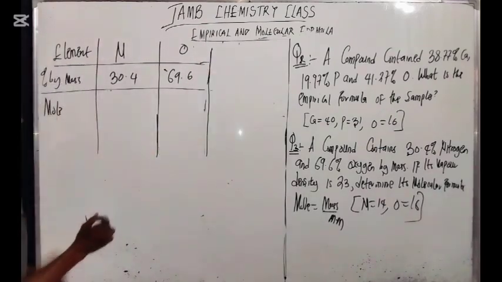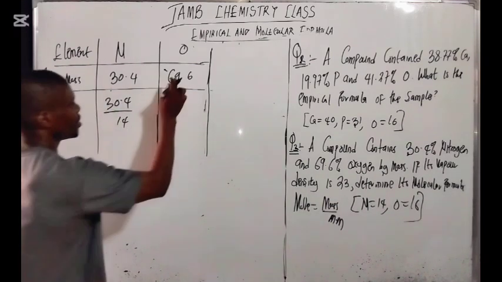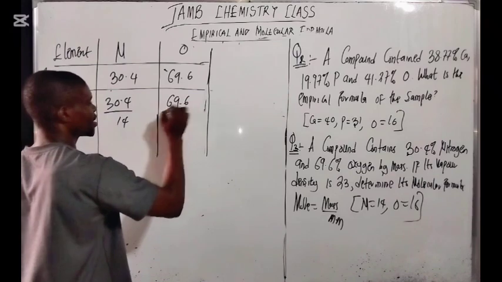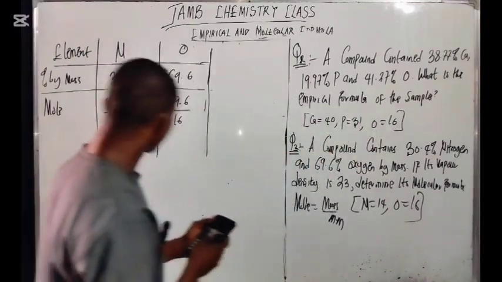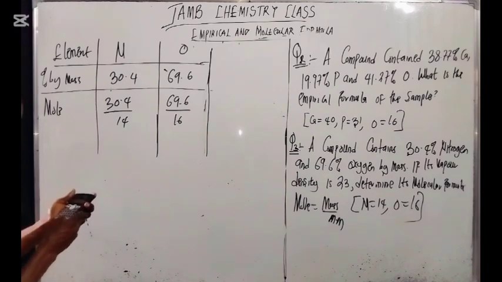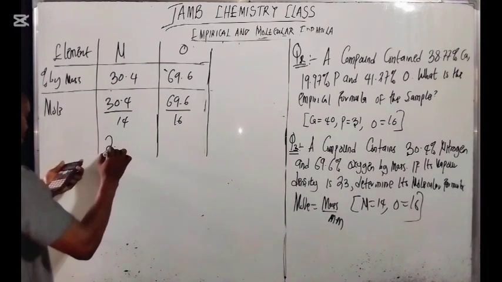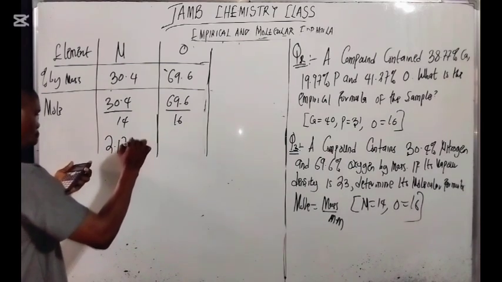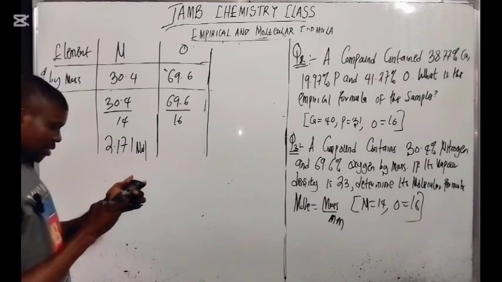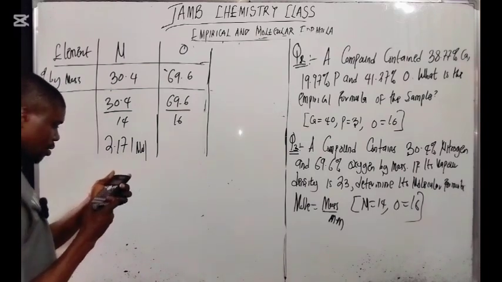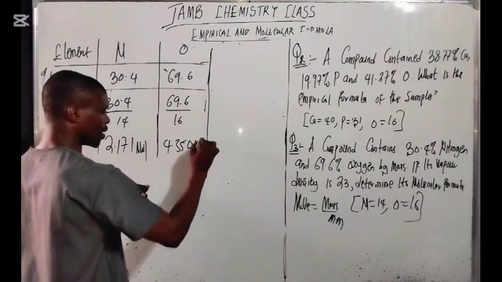So you're going to have 30.4 over 14, right? Here we have 69.6 over 16. So 30.4 divided by 14, here we have 2.171 mole, right? Here we have 69.6 divided by 16, we have 4.350 mole. Okay.